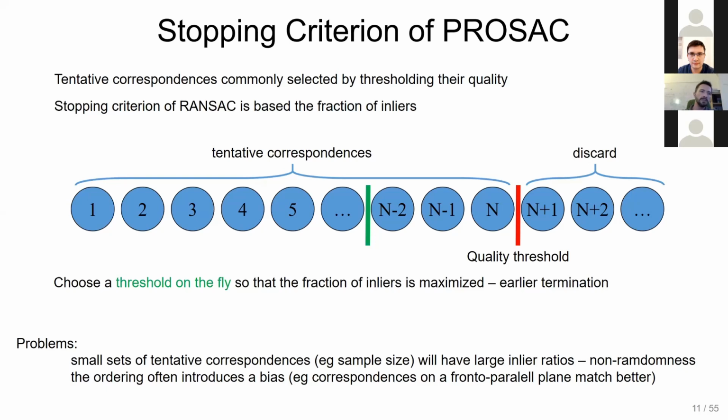And the other problem with this is that the ordering often introduces bias. For example, if you have a frontoparallel plane, the matches on this plane are likely to be better than matches where there is a significant change of viewing angle. And so this type of stopping criterion may suffer from stopping too early based on degenerate configurations. So this has to be considered when using this type of stopping criterion.